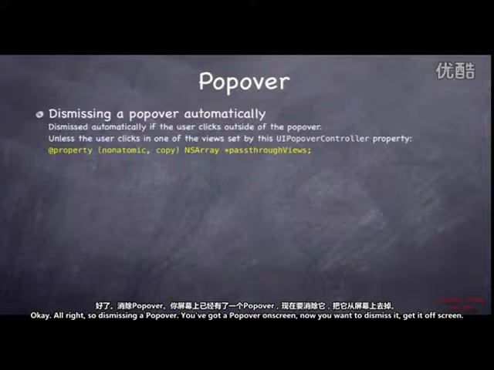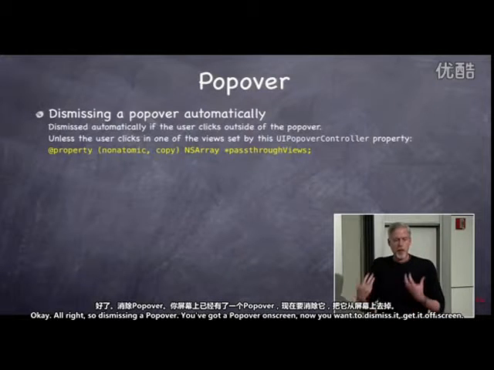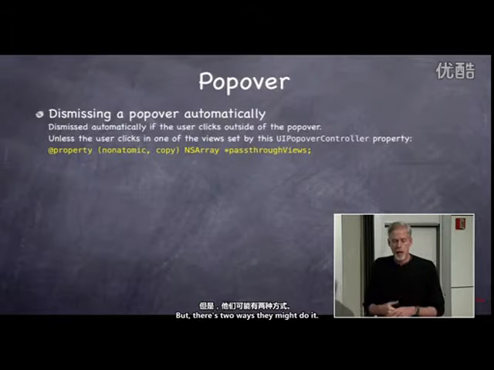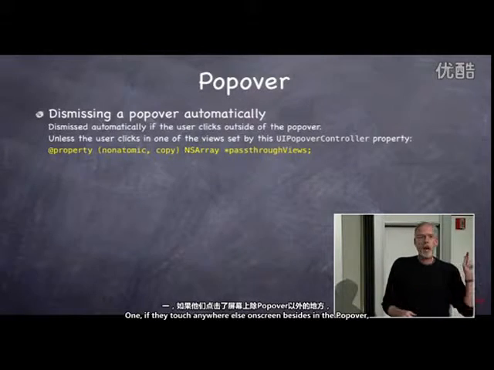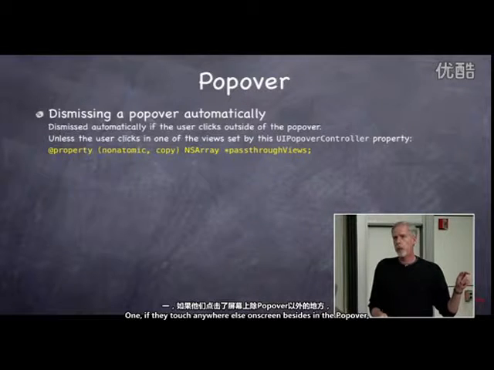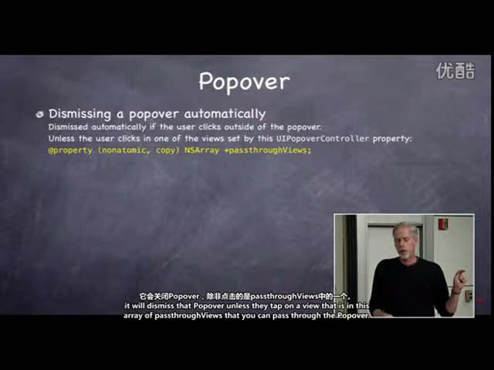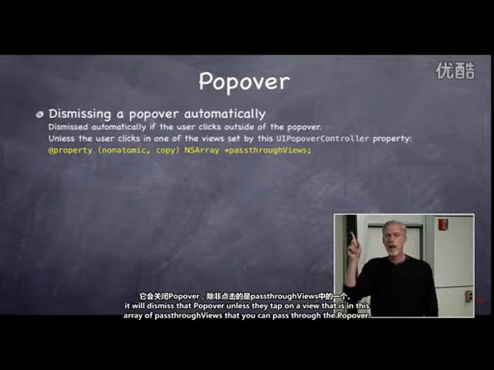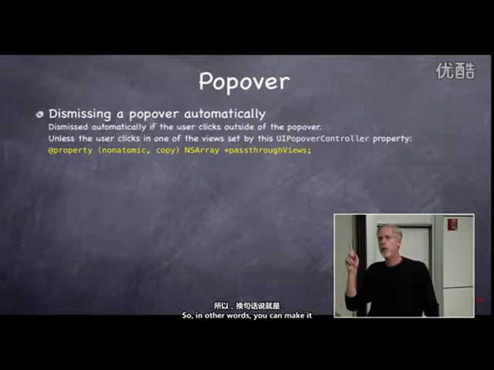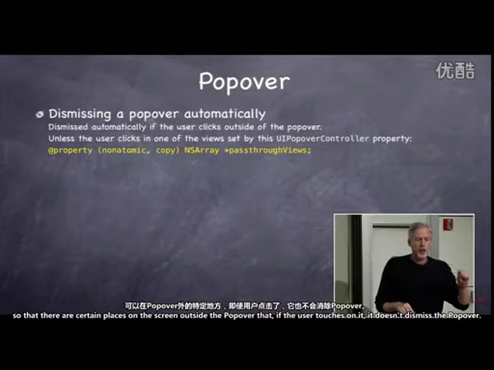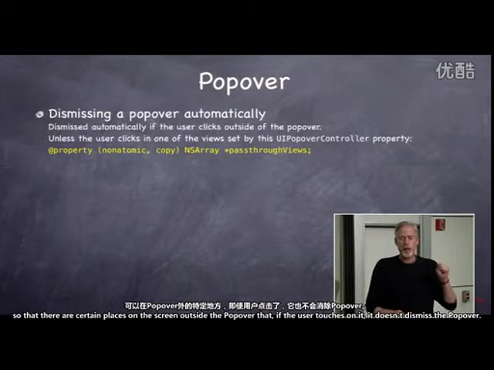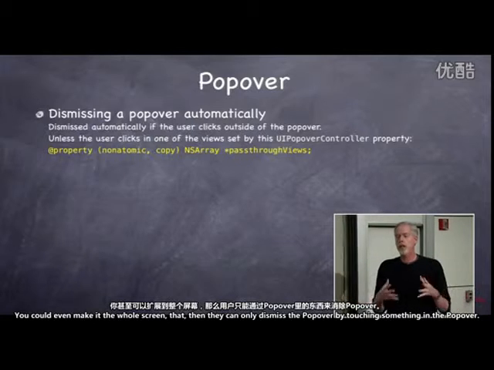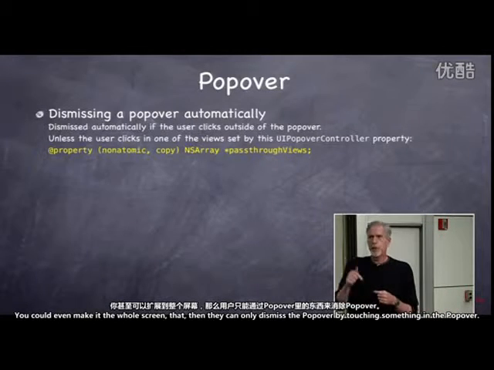All right, so dismissing a popover. You got a popover on screen. Now you want to dismiss it, get it off screen. Well, usually the user does it, okay? But there's two ways they might do it. One, if they touch anywhere else on screen besides in the popover, it will dismiss that popover. Unless they tap on a view that is in this array of pass-through views that you can pass to the popover. So in other words, you can make it so that there are certain places on the screen outside the popover that if the user touches on it, it doesn't dismiss the popover. You could even make it the whole screen. Then they can only dismiss the popover by touching something in the popover.